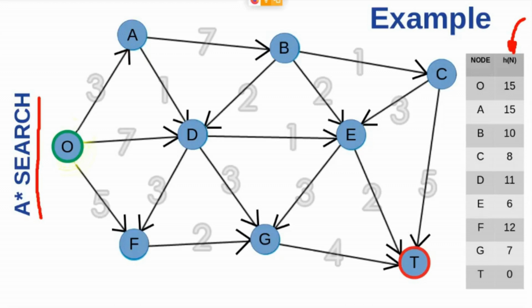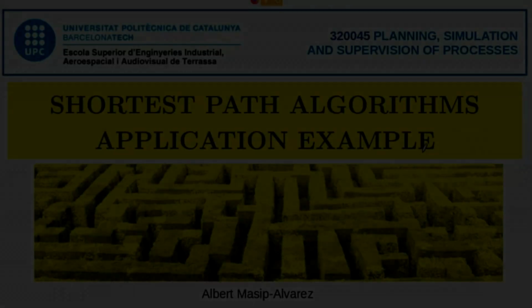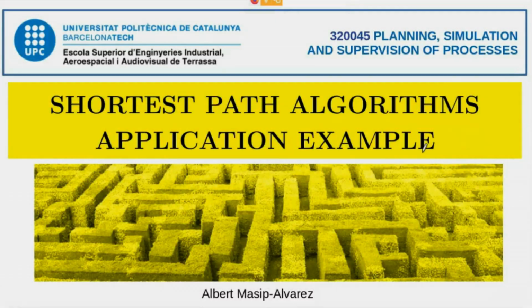Because in the end, the superposition between the greedy and the Dijkstra algorithms makes the A star method faster than Dijkstra, with similar optimality to Dijkstra, but in a quicker way. The aim of today's lecture is to deal with some application examples concerning the shortest path algorithms.